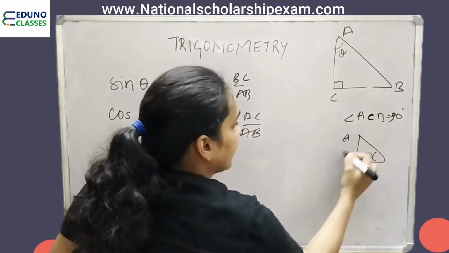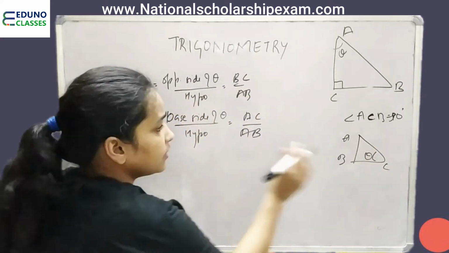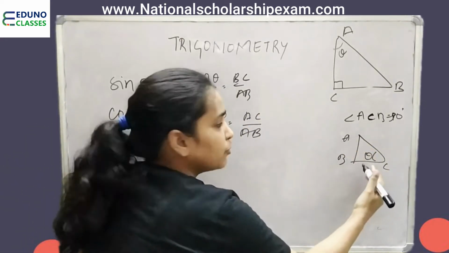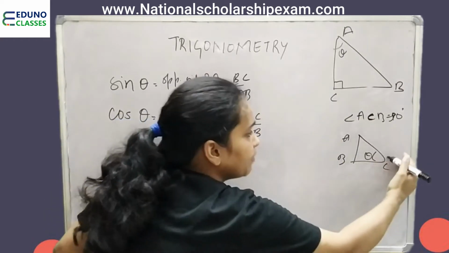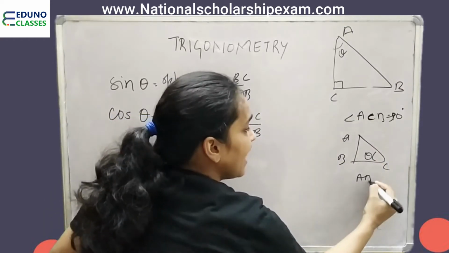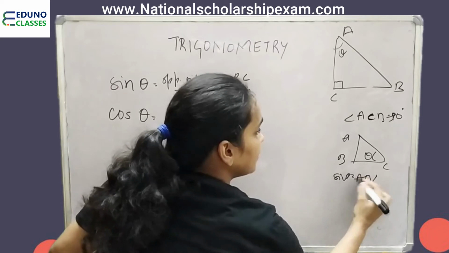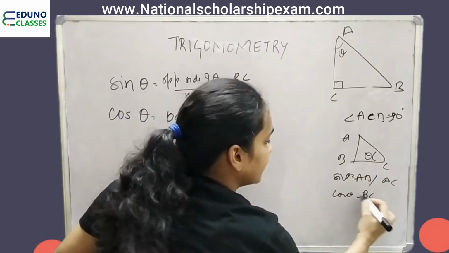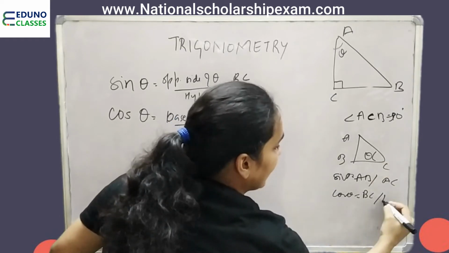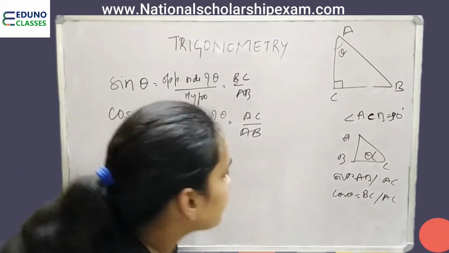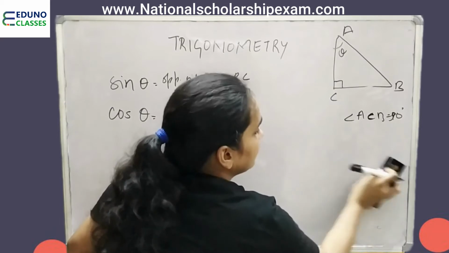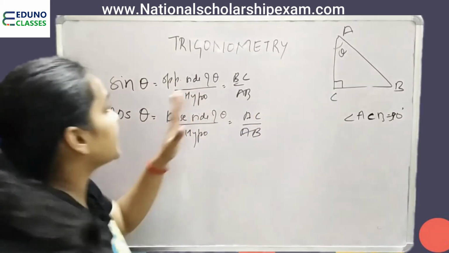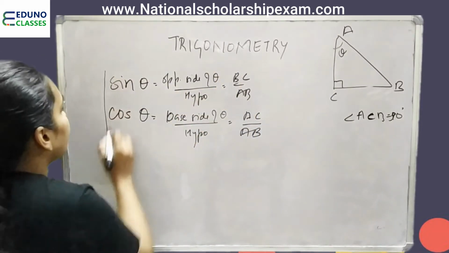Suppose I am taking this triangle where theta is here. So sin theta for this particular triangle will become opposite of theta upon hypotenuse. Here the opposite is AB and the hypotenuse is AC, and cos theta will become the base of theta, which here is BC, upon the hypotenuse AC. The triangle changes, the sides also change, but the standard formula remains the same.